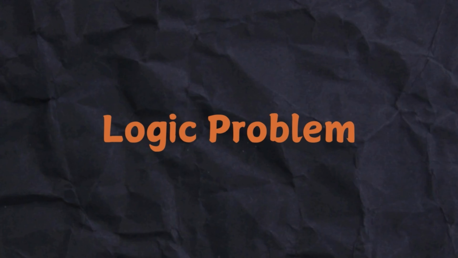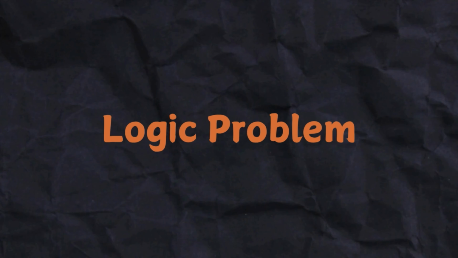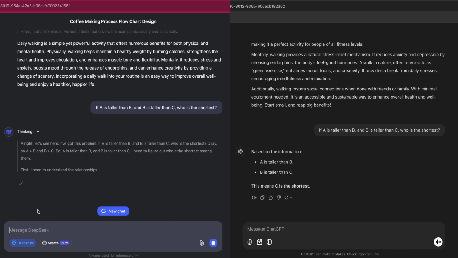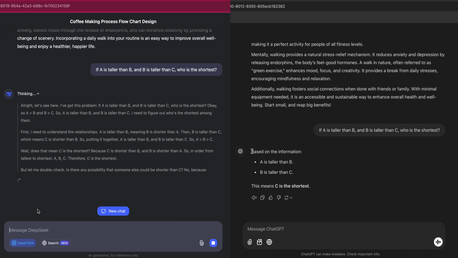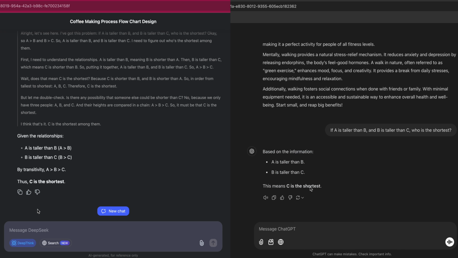A classical logic problem to see how these AIs think. If A is taller than B, and B is taller than C, who is the shortest? Both nailed the answer: C. DeepSeek v3 went with a technical transitivity explanation, while ChatGPT was more straightforward.